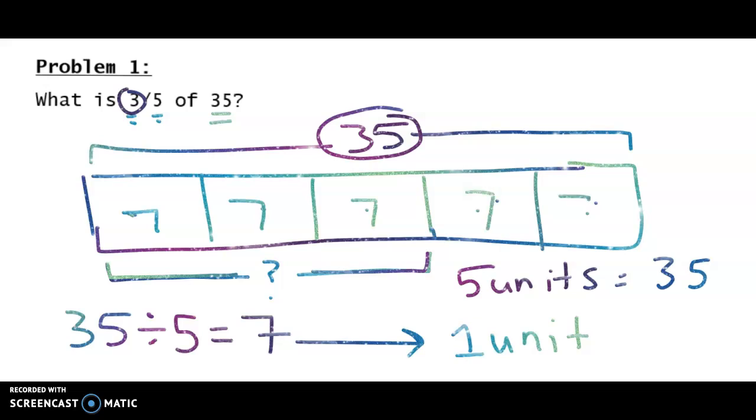So if we know that all units are worth 7, we can check that by saying 7, 5 times does in fact equal 35. But what would 3 of those units equal? And the answer is 7, 14, 21. 21 is the answer to question 1.